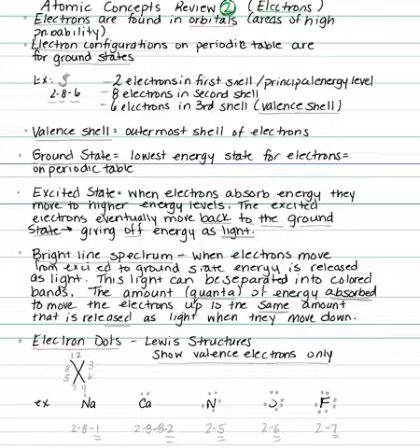So the first thing is that electrons are found in orbitals. These orbitals are areas of high probability. Remember, that's not exactly where the electron is, but it's an area where it most likely will be.